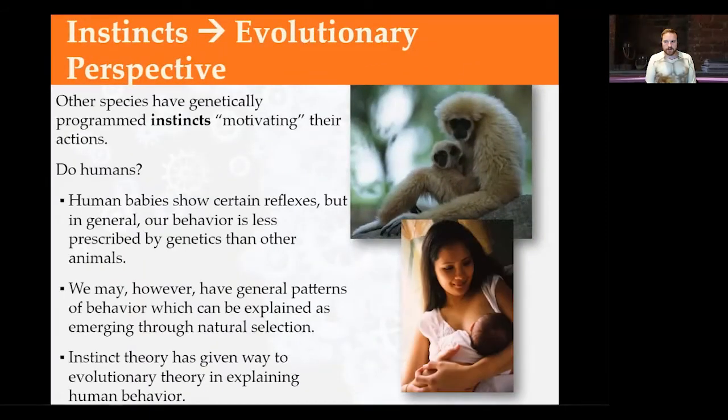From the evolutionary perspective, other species have genetically programmed instincts motivating their actions, but what about humans? Human babies do show certain reflexes, but our behavior is less prescribed by genetics than other animals. We may, however, have general patterns of behavior which may be explained as emerging through natural selection. Instinct theory has given way to the evolutionary theory in explaining human behavior. So instinct theory is more sort of rolled into the evolutionary theory now.